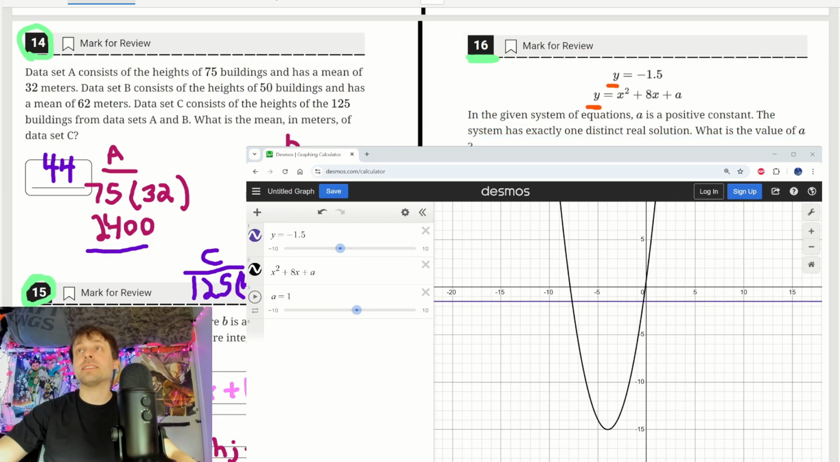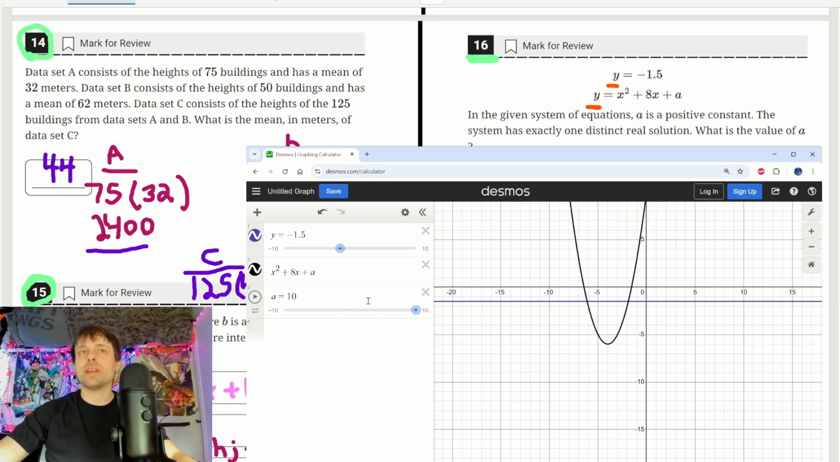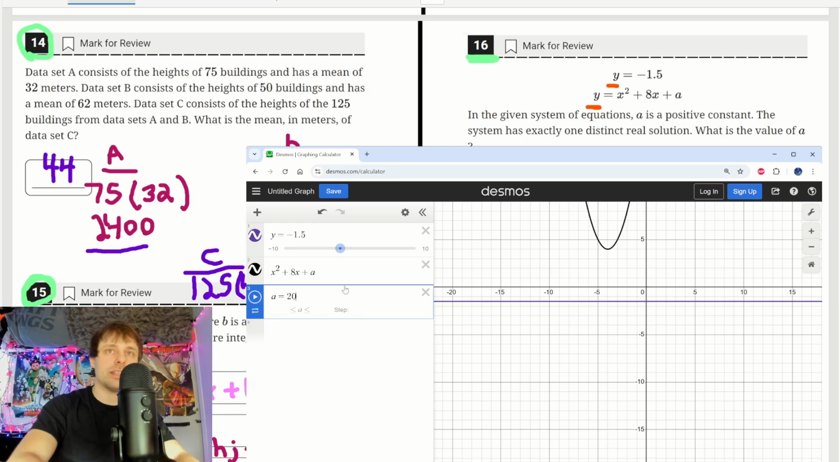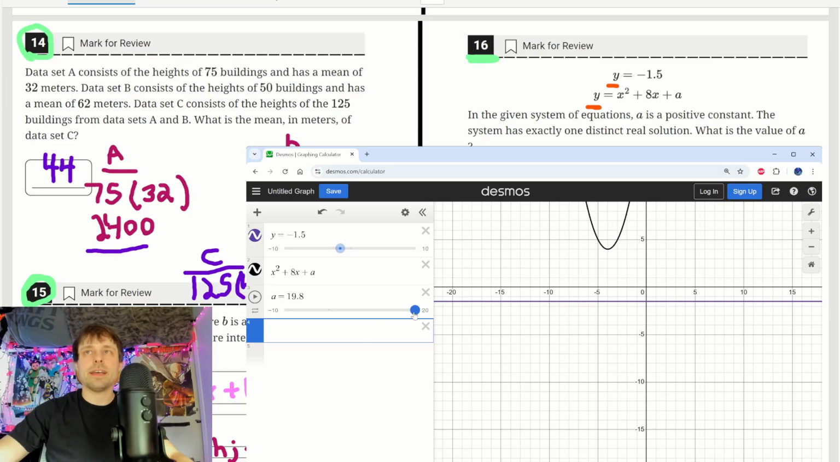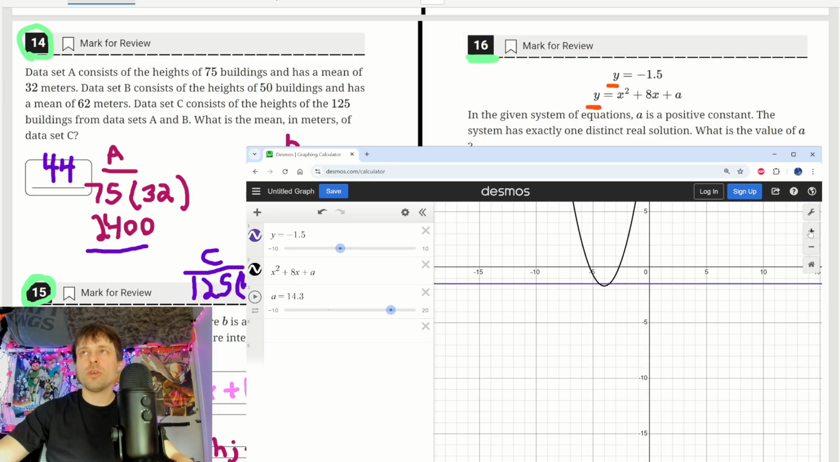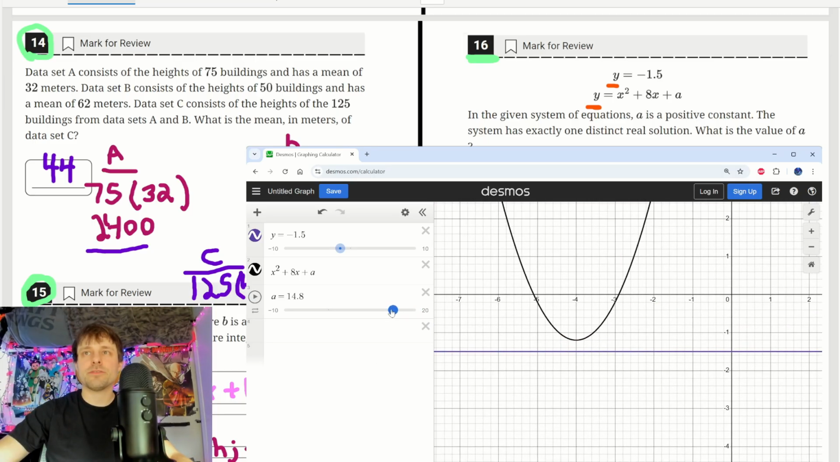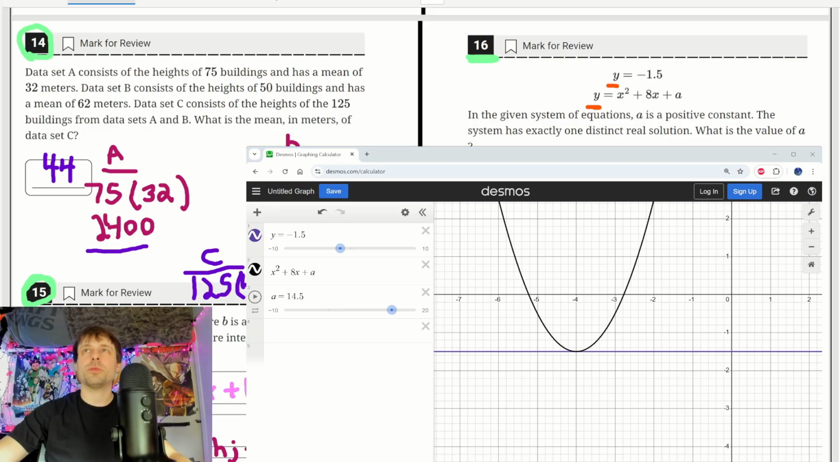So specifically, they say one distinct solution. So just remember, that's going to be when we hit the vertex. So I say, okay, what if we did 20? And let's try to figure out really accurately here. This one, we probably don't have to change much to get it there. It looks like it's going to be when a is equal to 14.5.